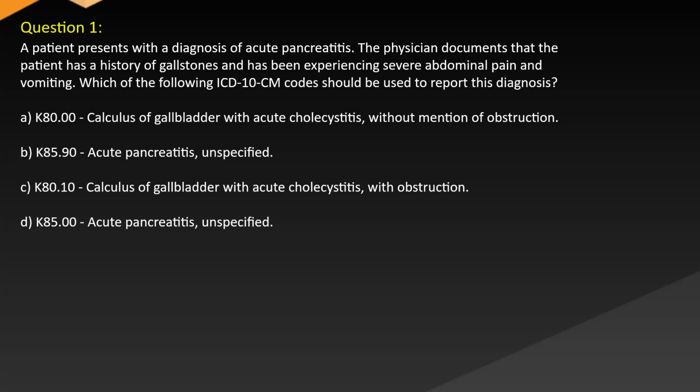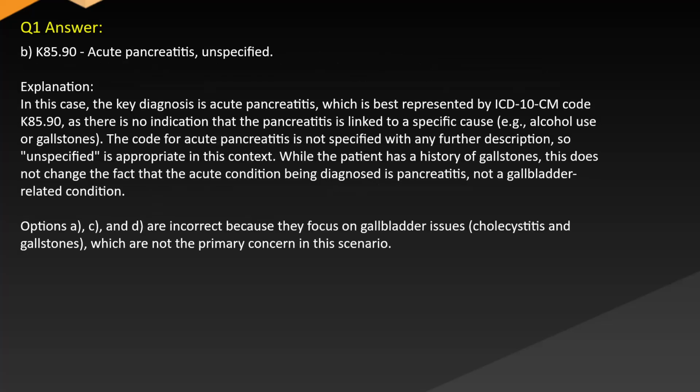A. K80.0. Calculus of gallbladder with acute cholecystitis without mention of obstruction. B. K85.90. Acute pancreatitis unspecified. C. K80.10. Calculus of gallbladder with acute cholecystitis with obstruction. D. K85.0. Acute pancreatitis unspecified. Answer: B. K85.90. Acute pancreatitis unspecified.